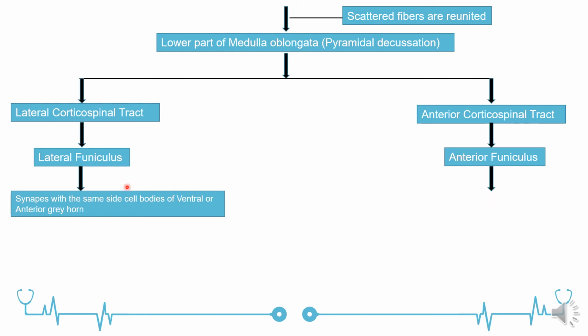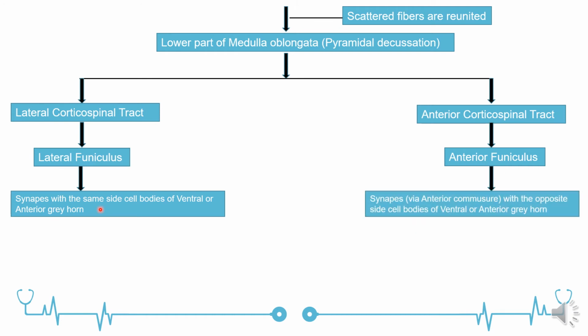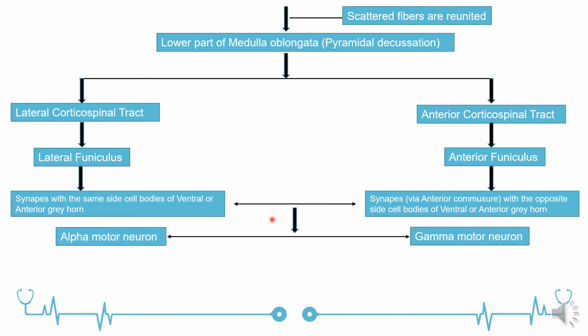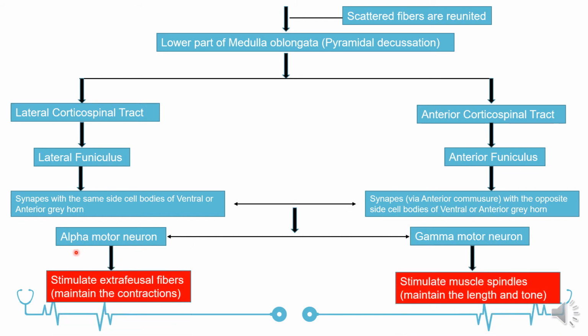So moving on, the fibers of the lateral funiculus synapse with the same side of the cell body of the ventral or anterior gray horn, while the anterior funiculus synapses with the opposite side of the body. So that's a difference, okay? From there, it reaches the alpha motor neuron and the gamma motor neuron. The alpha motor neuron stimulates the extrafusal fibers, which maintain the contraction, while the gamma motor neuron stimulates muscle spindles to maintain the length and the tone.